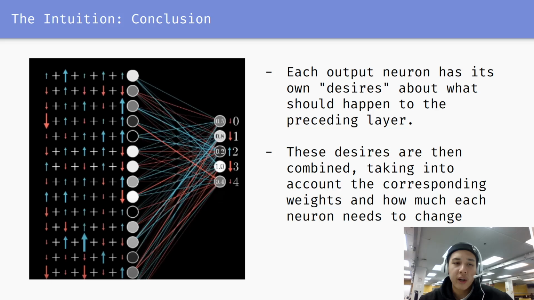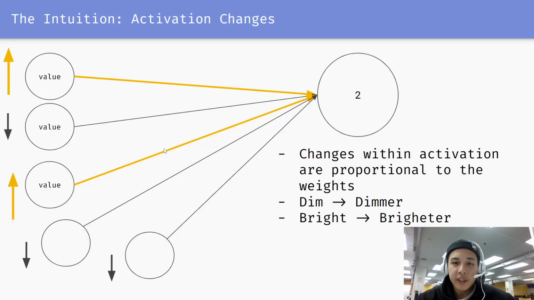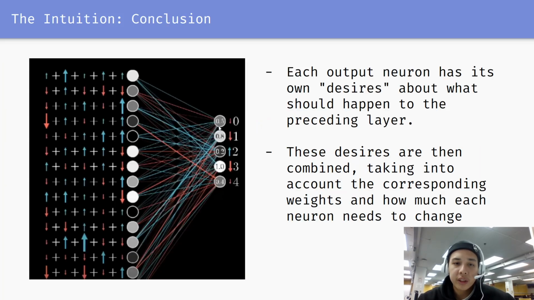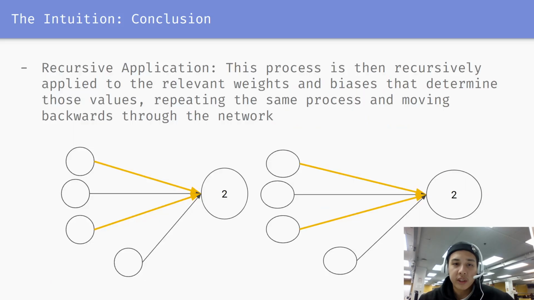And in this diagram, I took a screenshot because it's too complicated to draw this all out. But basically, in the previous slides on how we adjust it, it goes for each neuron value within a layer. So what the propagation does, it takes these activations within each of these layers, so these desires, and combines them to take into account the corresponding weights and how much each neuron needs to change.